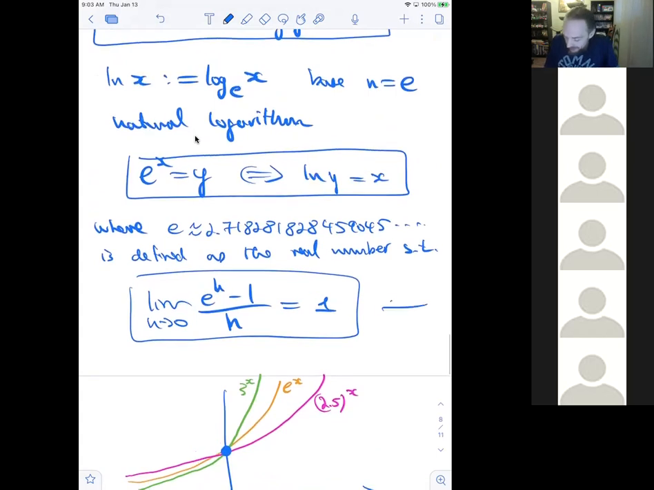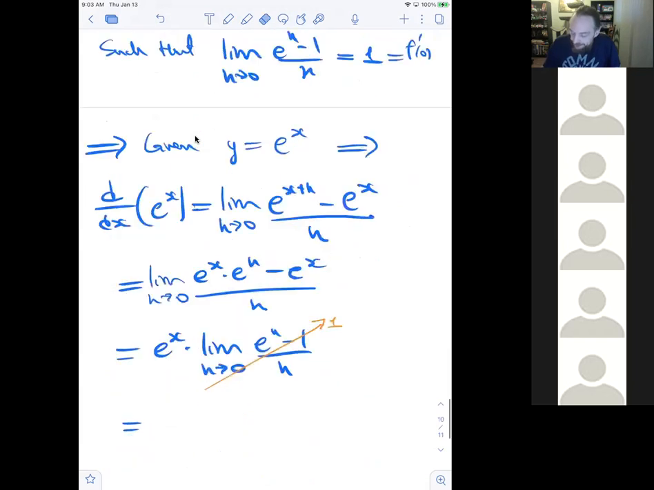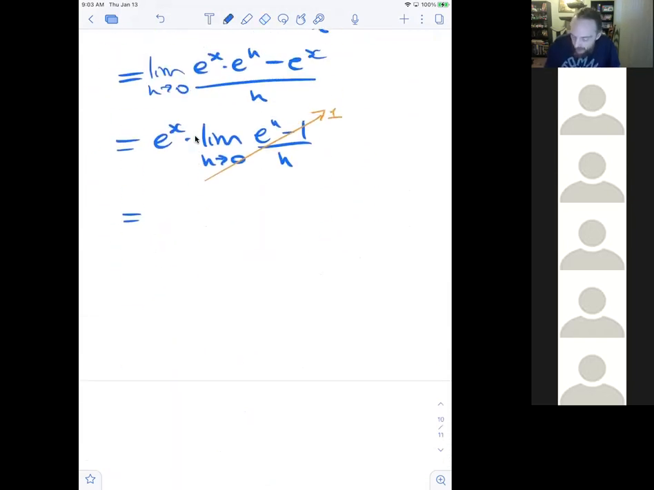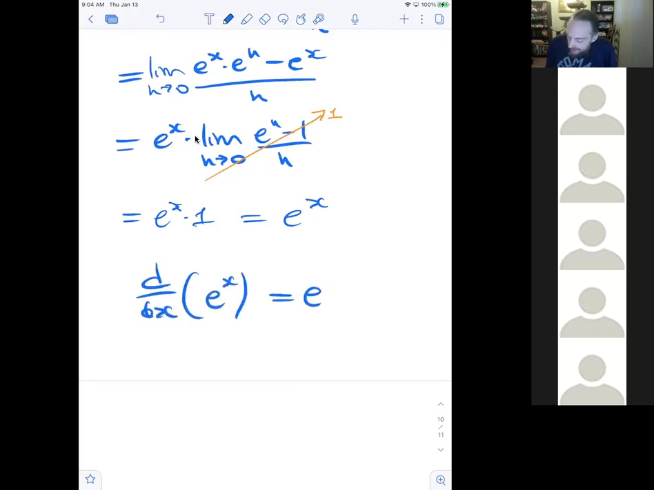So because of that, we get e to the x times 1, or e to the x. The instantaneous rate of change of e to the x is the value of e to the x at that point. This is the only function that does this. The moral of the story is the derivative of e to the x is itself. Now what we want to do is use a clever trick to find the derivative of all the other exponential functions. We should do that next.